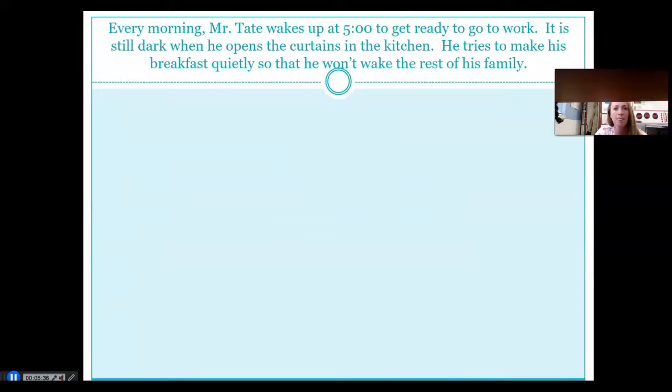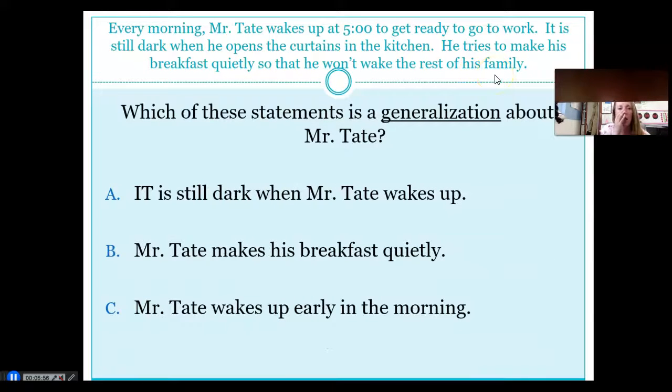Let's do another one. Every morning, Mr. Tate wakes up at 5 o'clock to get ready to go to work. It is still dark when he opens the curtains in the kitchen. He tries to make his breakfast quietly so that he won't wake the rest of his family. Which of these statements is a generalization about Mr. Tate? What was this whole story about?